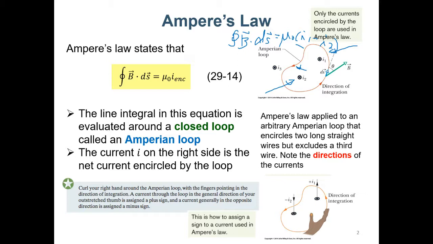According to the right-hand rule, this is going counterclockwise. When it is going out of the page, I1 is positive, and I2 is into the page, so it is negative. So here we write mu0 times (I1 minus I2). If the Ampere loop is defined clockwise, then we will have mu0 times (I2 minus I1).